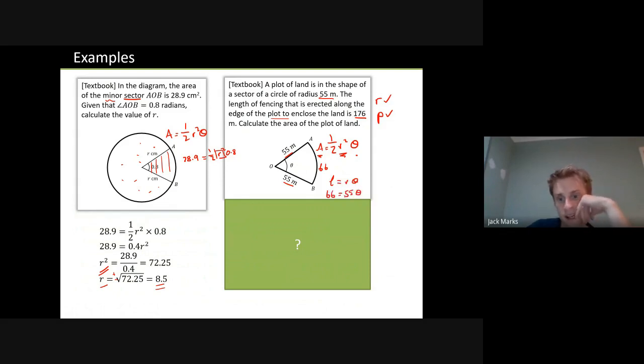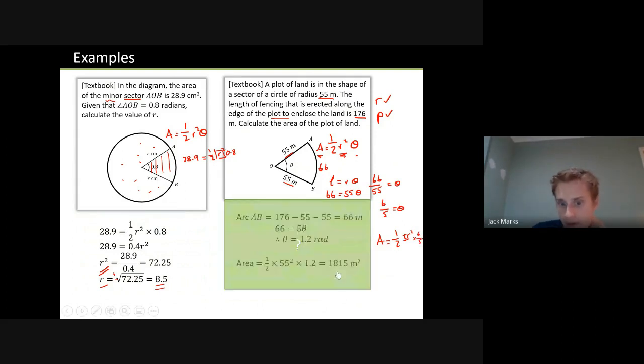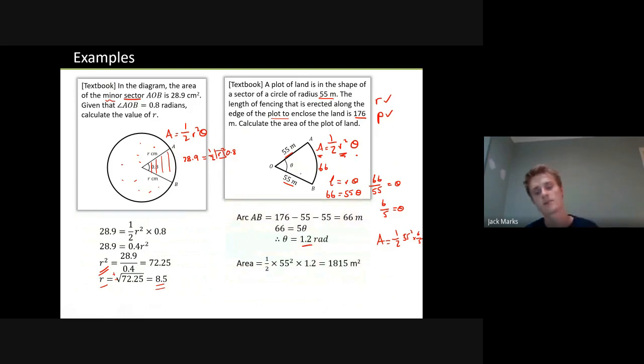So can you see here, 66 over 55? Okay, what's that? 6/5? Okay, equals theta. Divide top and bottom by 11. So 6/5 equals theta. And now I can put it in here. So the area is half 55 squared times 6 over 5. 1.2 you might expect to see. 6 over 5 is 1.2. So here we're starting to do what's very, very common, is we're combining the arc length and the area of the sector together. Expect lots of questions like that.